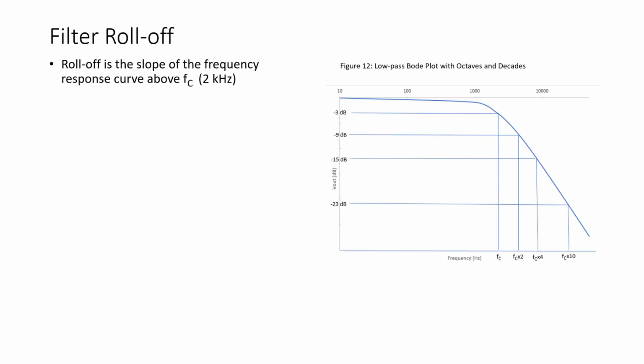Now, one thing about the filters that we'll look at here, the low pass and high pass filters, is the roll off of the filter. And the roll off is simply the term we use to describe the slope of this graph at points above the cutoff frequency. So the roll off is the slope of this graph above FC.